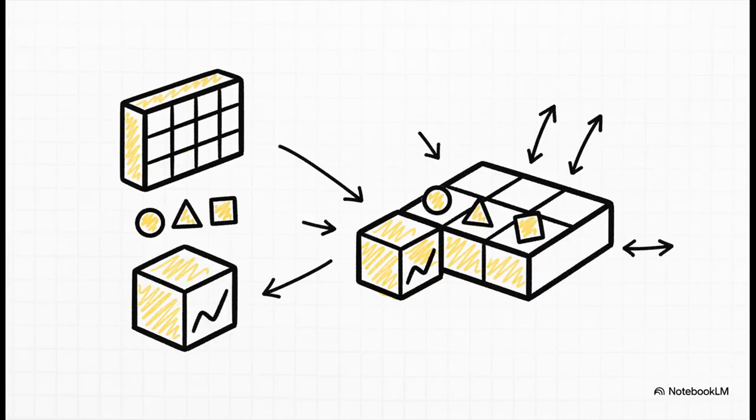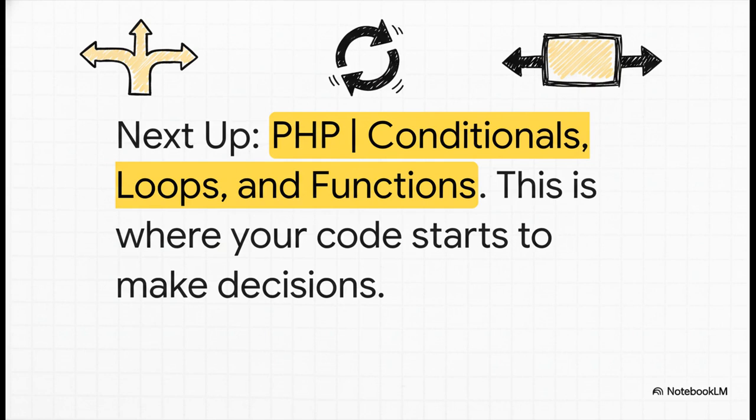And just like that, you have the foundational pieces in place. You know how to write the syntax, and you have the materials, variables, data types, and arrays. You are now officially ready to start building things with actual logic. So, in our next explainer, we're going to take these building blocks and learn how to make decisions, repeat actions, and organize our code with functions.